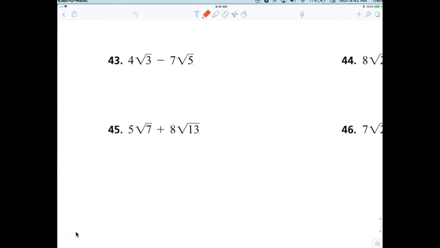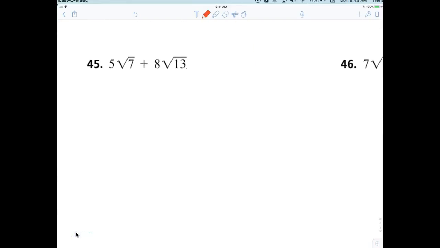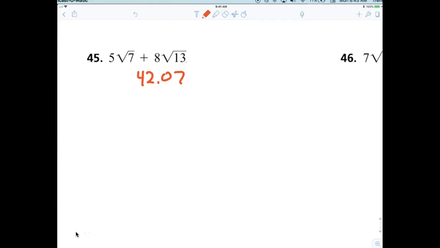All right, 43. Now, 4 radical 3. You don't have to put in the times. You just say 4 radical 3. Now, if you have to close the parentheses, close the parentheses. If you've got to get outside the radical, go to the right of the radical. Minus 7 radical 5. Negative 8.72. All right? And now I'm asking for 5 radical 7 plus 8 radical 13. 42.07. Anybody have any issues?